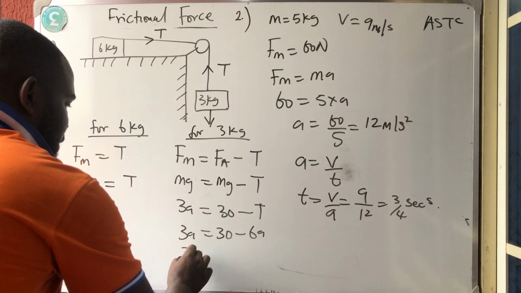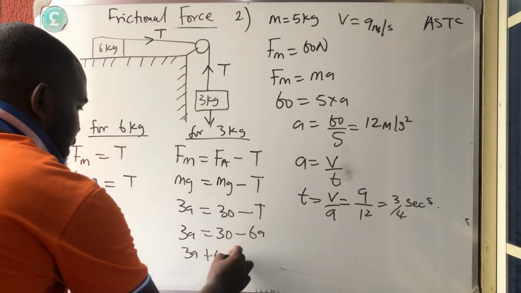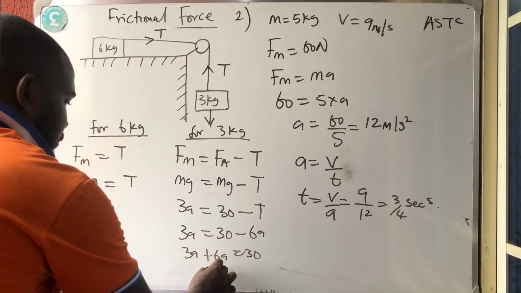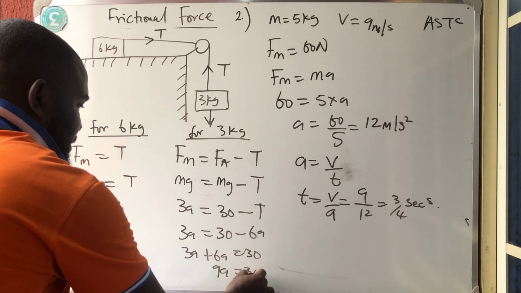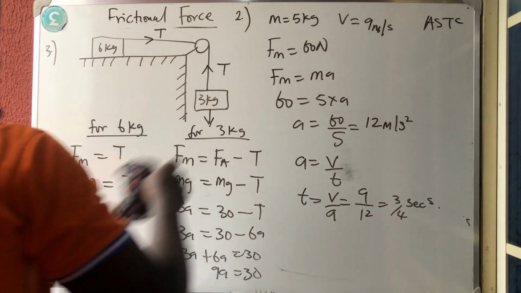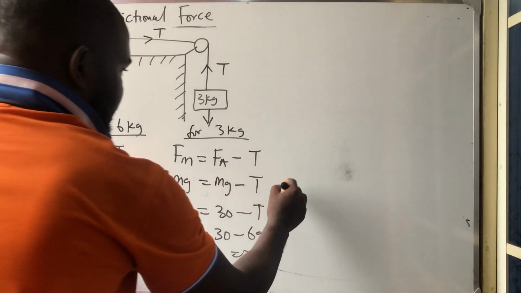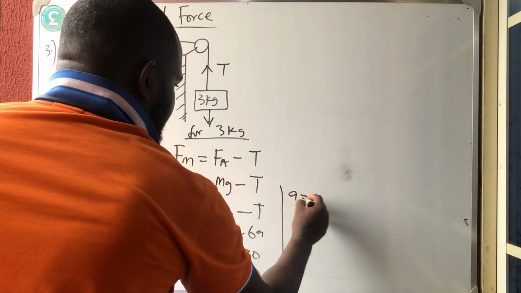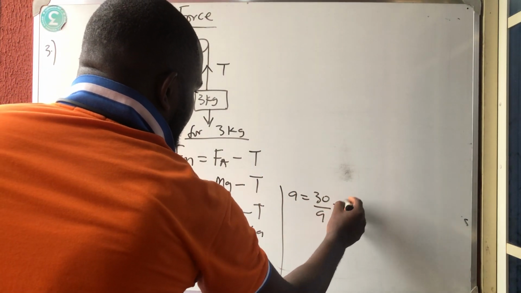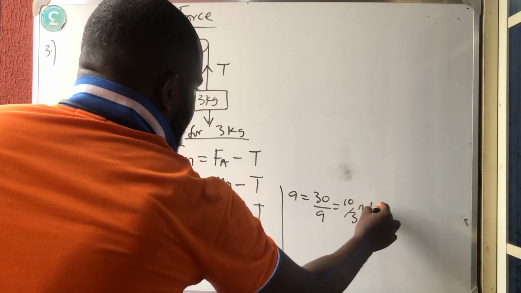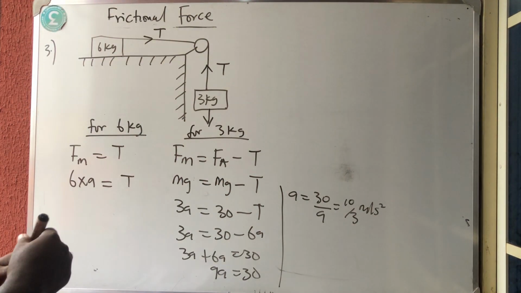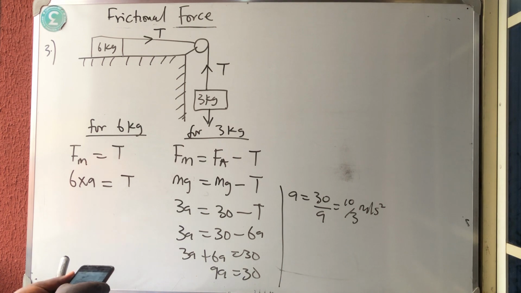So therefore, 3A plus 6A is equal to 30. So therefore, 9A is equal to 30, and this will now make my A 30 divided by 9, which is 10 over 3 meter per second square. So that is the acceleration of that body.